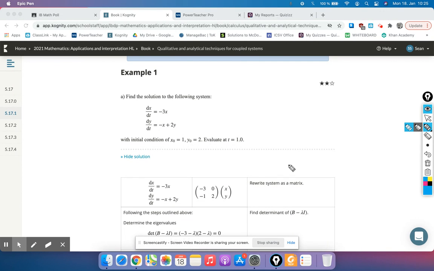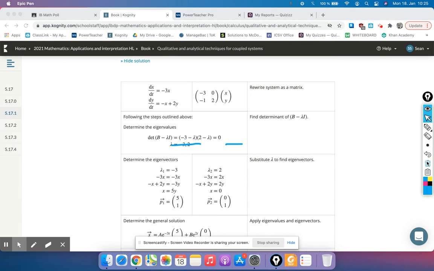So dx dt equals 3x, dy dt equals negative x plus 2y. That's our system of diff EQs, and this is our initial condition, and then they tell us to evaluate and plug in when t equals 1.